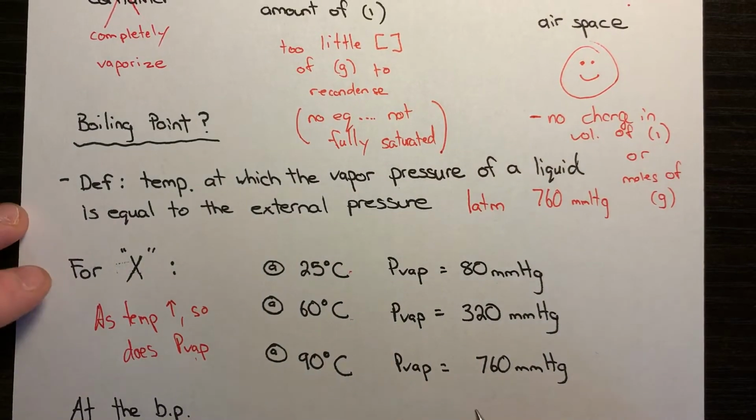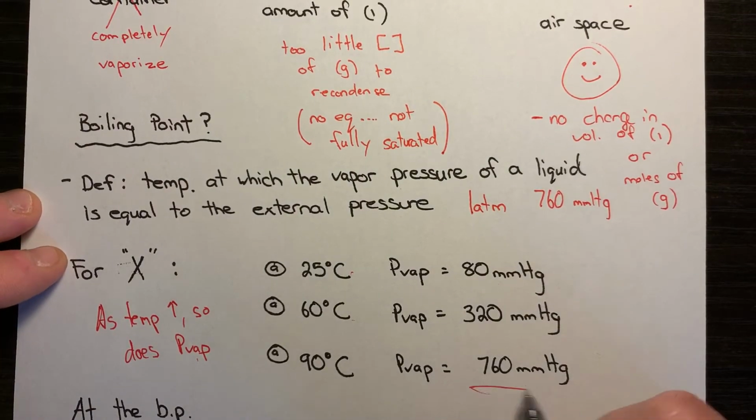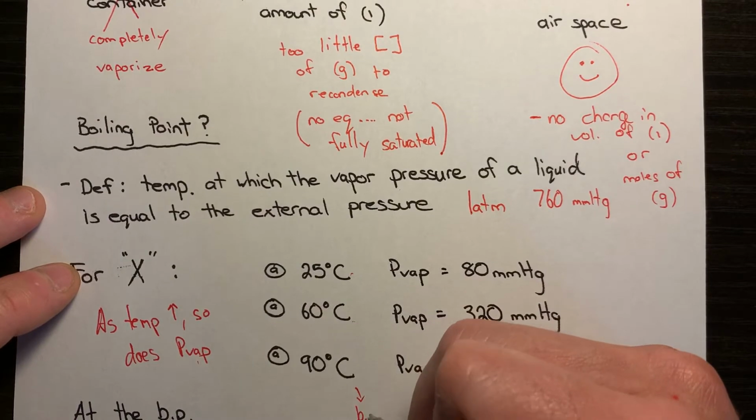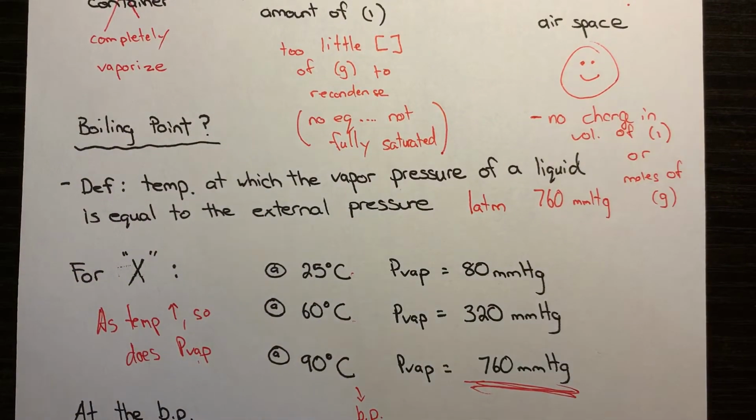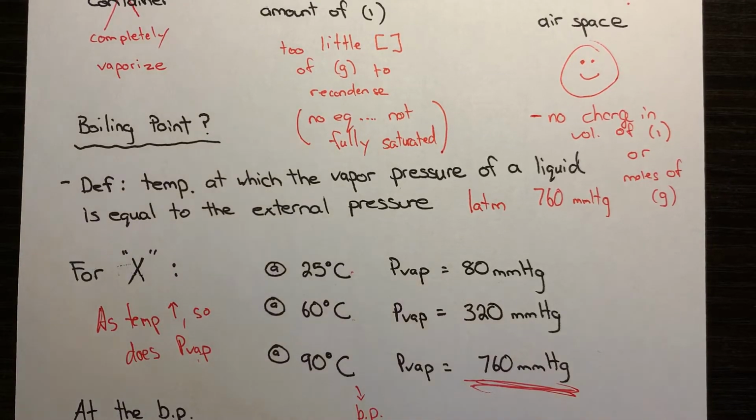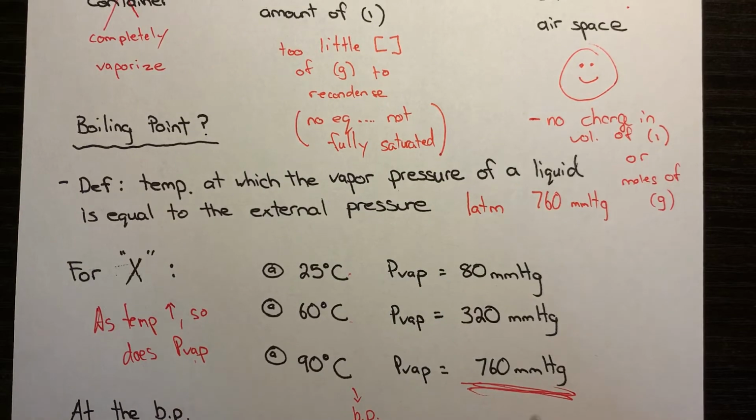Now at 90 degrees, what we find is that the vapor pressure actually equals 760 millimeters of mercury. And so this right here for molecule X, whatever that may be, is actually going to be its boiling point, because at 90 degrees Celsius, it has reached a vapor pressure that would be equal, assuming we're running this, maybe in our classroom, to the external pressure.